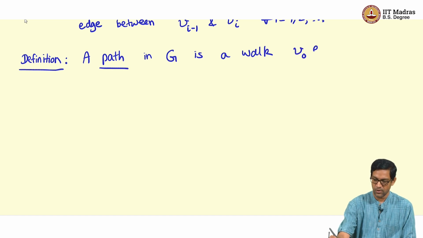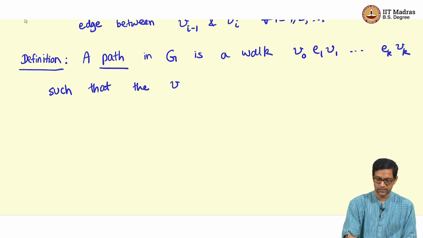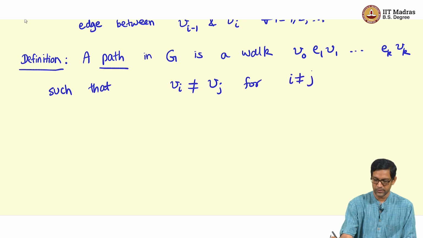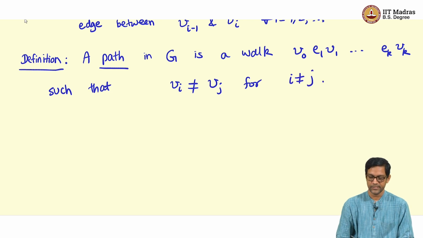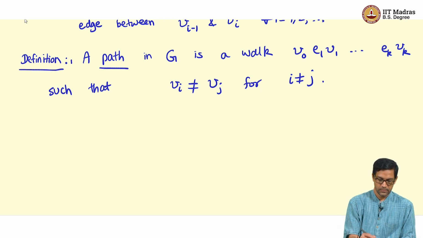So, it is a walk the way we wrote it, V0 etc. till ending at Ek, Vk, such that the Vi's are all distinct, such that Vi is not equal to Vj for i not equal to j. Okay. In other words, the vertices that you arrive at are all distinct. So, that is what a path is. Okay. And that is one definition.